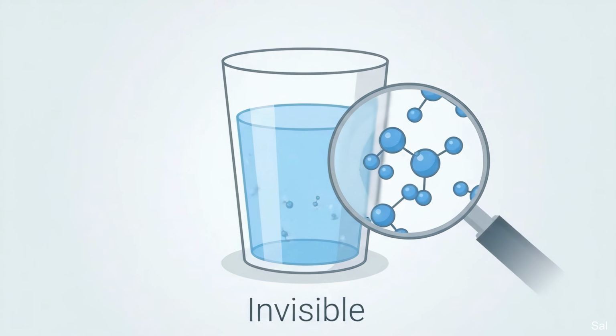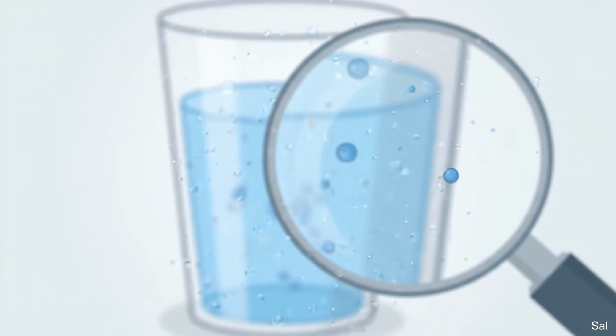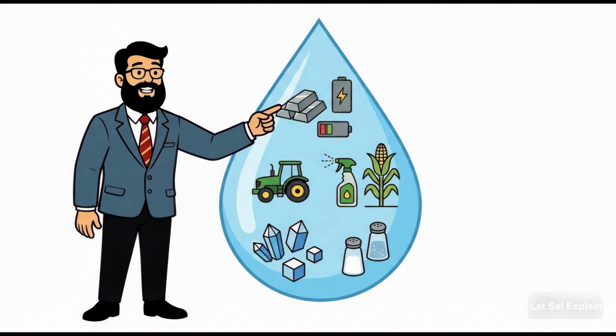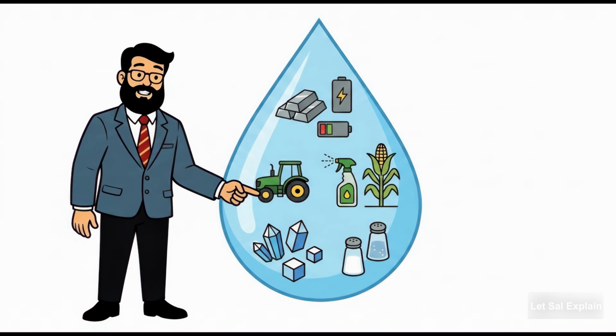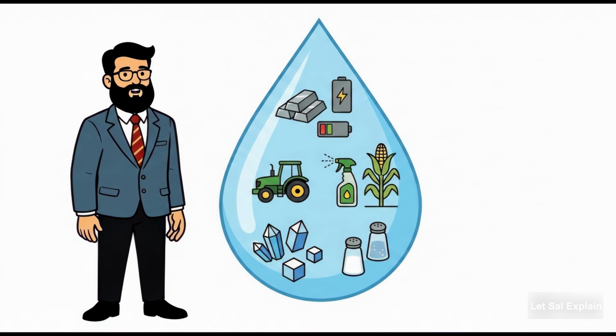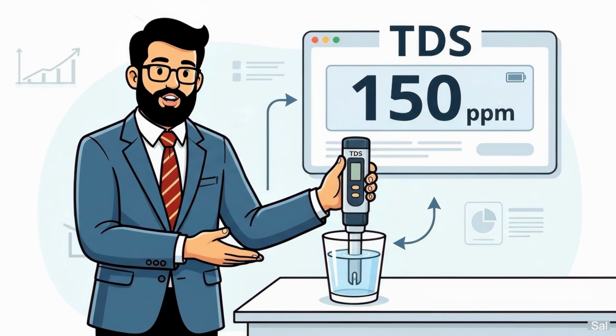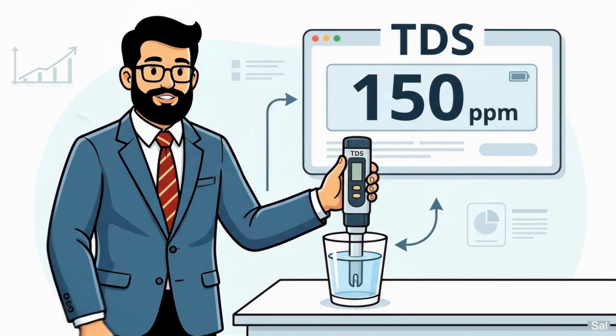Dissolved chemical impurities, on the other hand, are invisible substances completely dissolved in the water at a molecular level. This includes heavy metals like lead, arsenic, and mercury, chemical runoff from agriculture like pesticides, and common salts like calcium, magnesium, and sodium. To measure these dissolved solids, we use a metric called TDS, which stands for Total Dissolved Solids.